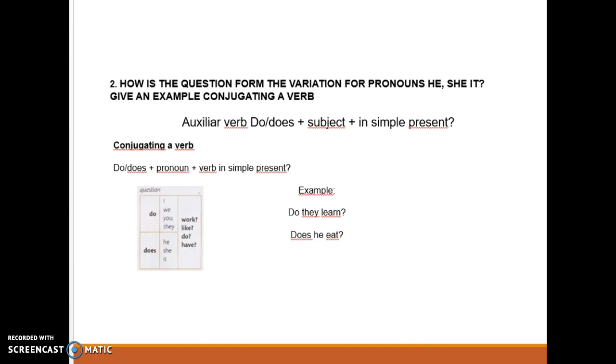Number 2. What is the question form and the variation for pronouns he, she, it? Give an example conjugating a verb. It is the auxiliary verb do or does, the subject, and the verb in simple present. Example: Do they learn? Does he eat?